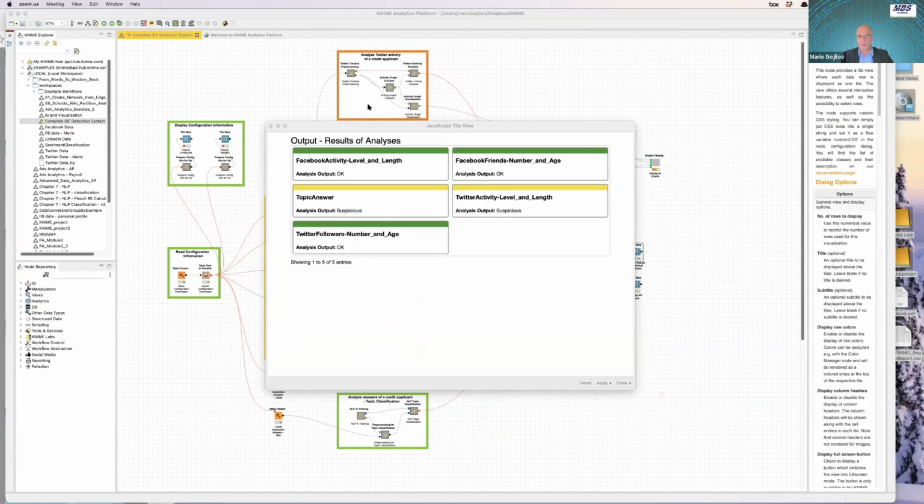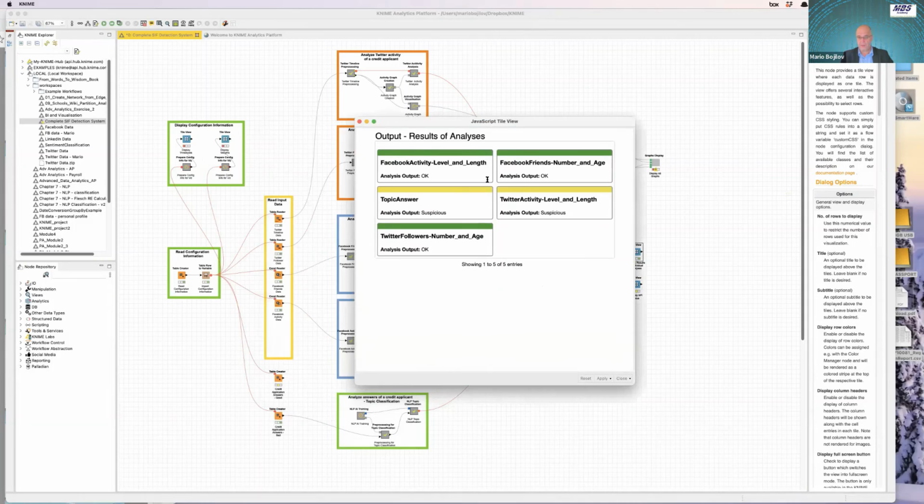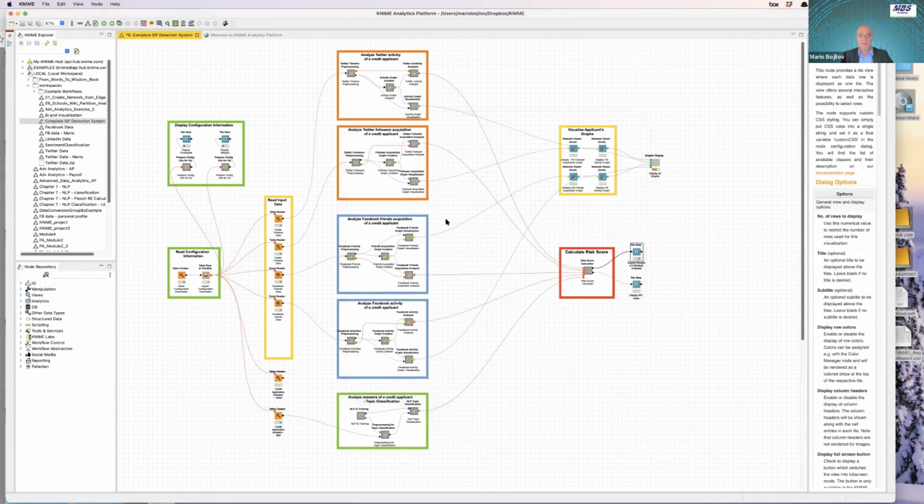Okay, so here's the output from the analysis. As you can see here, there are 5 tiles. 3 of them are green, so Facebook activity for this person is good. Facebook friends, okay. Their answer to a specific topic is not good, so it needs to be reviewed. Twitter activity is pretty bad too, and Twitter followers are okay, so it's green. This needs to go for review by a human officer in a bank.